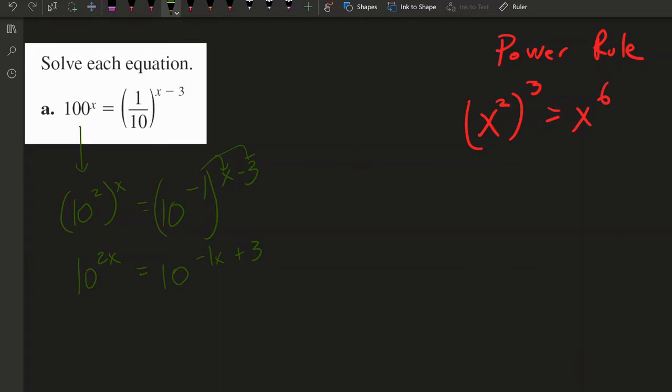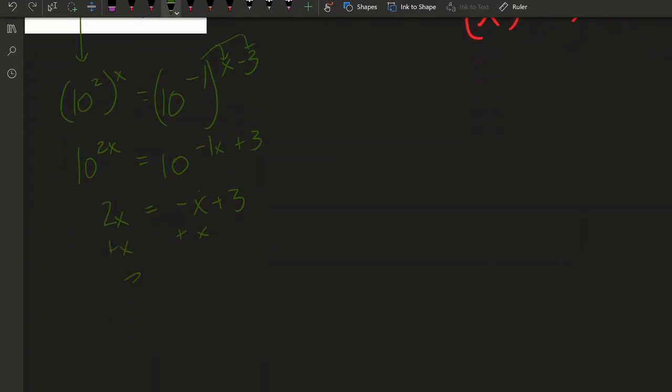I can solve further. Now that I have them both identical bases, I can say 2x is equal to negative x plus 3. I'll add x to both sides, and I'll get 3x equals 3, divide by 3, x is 1.